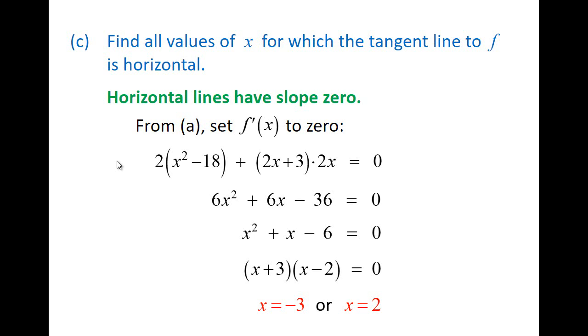So to find the points where the tangent lines are horizontal, we simply find values of x for which the derivative vanishes, or the derivative is equal to 0.